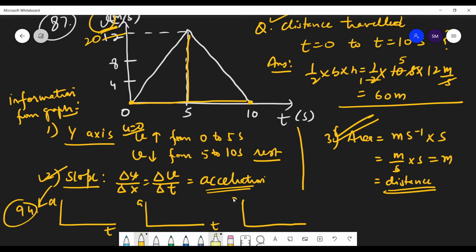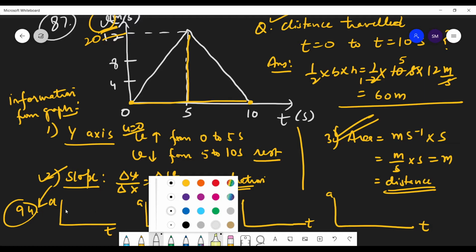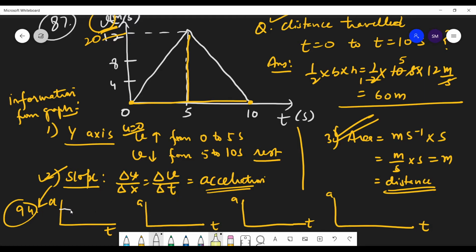So you have 4 options of acceleration time graph. Now you have to tell which of these options is correct. Okay, so the first option is like this one. This is 5, 10 seconds, and this is 4.